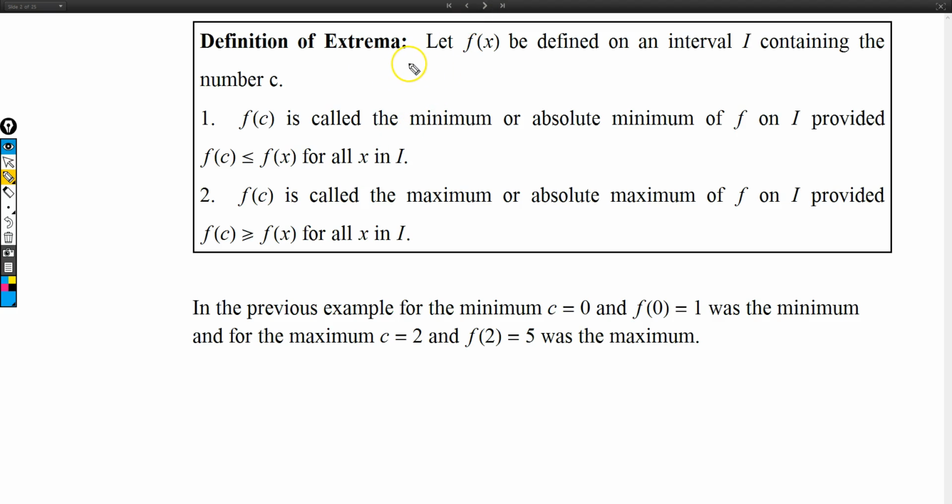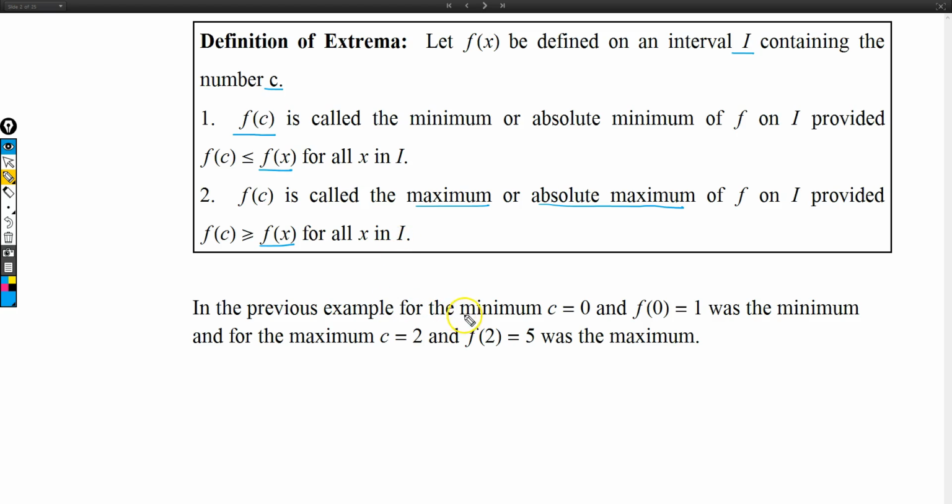So here's our definition for extrema. If we let f of x be defined on some interval I containing the number c, then f of c is called the minimum or absolute minimum of f over the interval I, provided that f of x is bigger than or equal to f of c for all x in the interval I. On the other hand, f of c is called the maximum or absolute maximum of f on I, provided that f of x is less than or equal to f of c for all x in I.